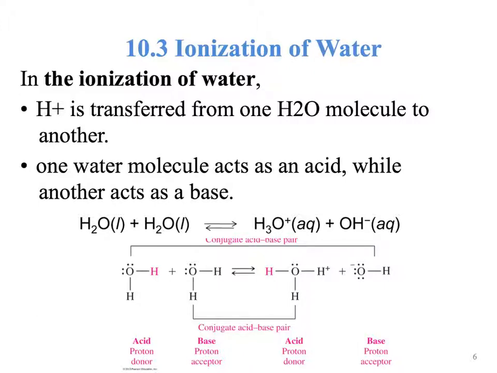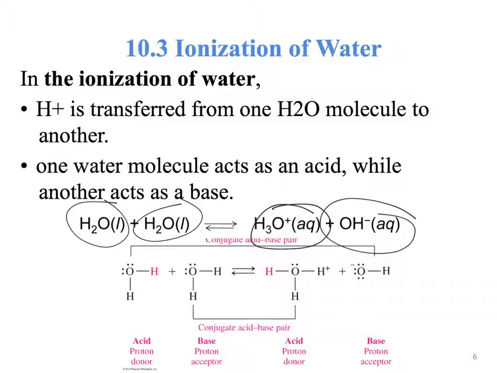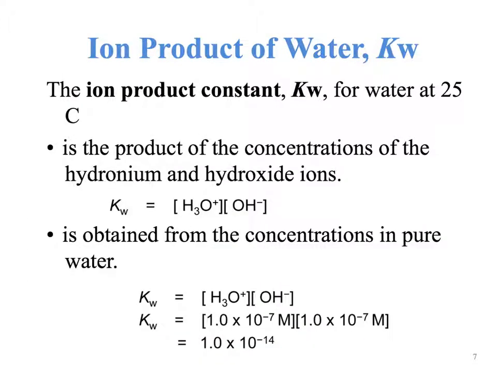Let's talk now about the ionization of water. When water is with another molecule of water, one reacts as an acid and the other one reacts as a base, to give you these products. This is the conjugate acid of water and this is the conjugate base of water. Based on this, we will have the following equation. We're going to be working with this equation for the rest of the chapter.